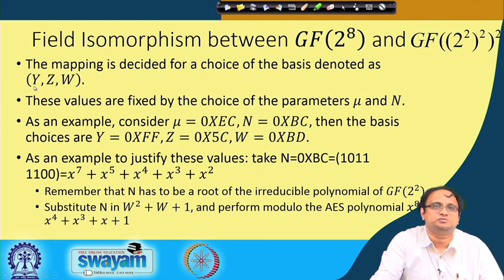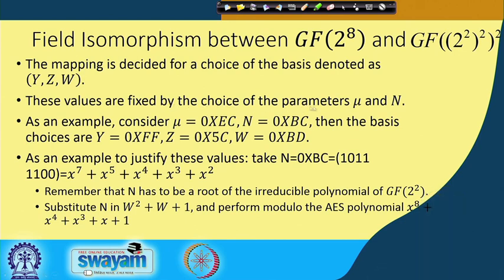So, remember that y is my polynomial basis for GF(2^4)^2, and z is my polynomial basis for GF(2^2), and w is my polynomial basis when I am expressing in terms of GF(2). So, these values are fixed by the choice of the parameters mu and n. And as we have discussed, mu needs to satisfy some criteria, n needs to satisfy some criteria.